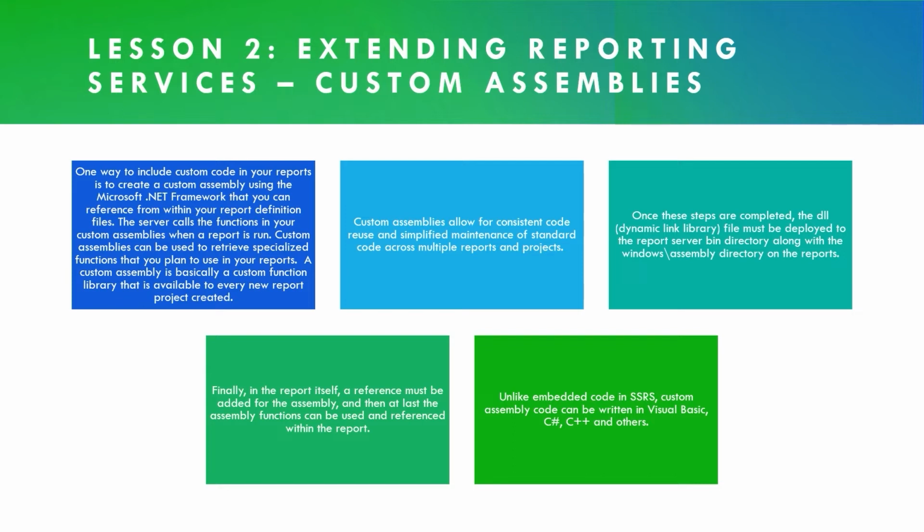Once the steps are completed, the DLL, Dynamic Link Library file, must be deployed to the report server bin directory along with the Windows assembly directory on the reports. Finally, in the report itself, a reference must be added for the assembly, and then at last, the assembly functions can be used and referenced within the report. Unlike embedded code in SSRS, custom assembly code can be written in Visual Basic, C#, C++, and others.